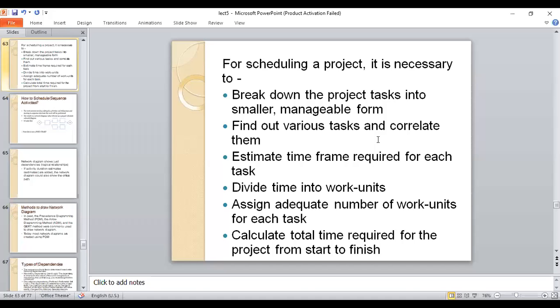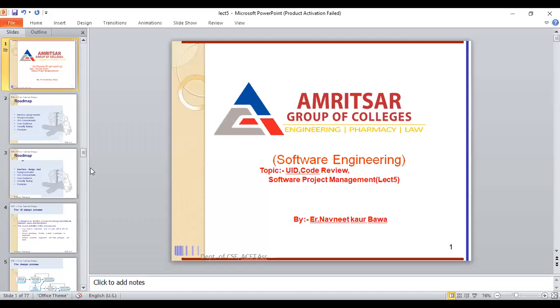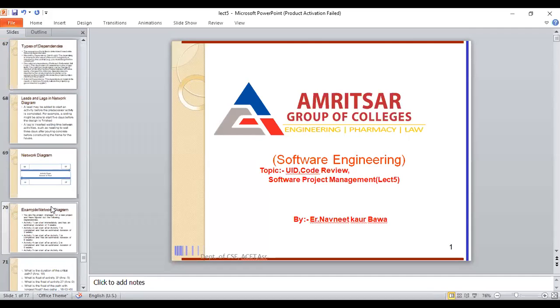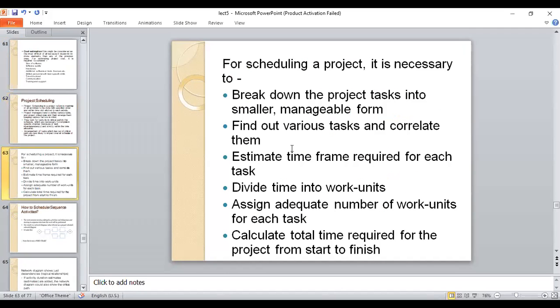For scheduling a project, it is necessary to break down the project into smaller manageable tasks. Find out various tasks and correlate them. Estimate the time frame required for each task.